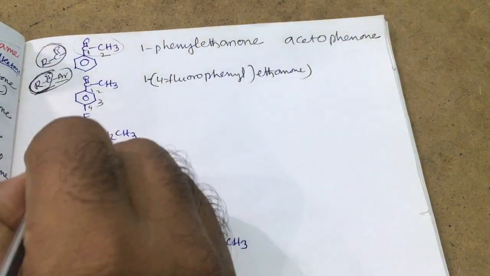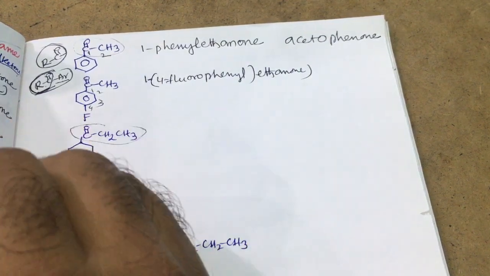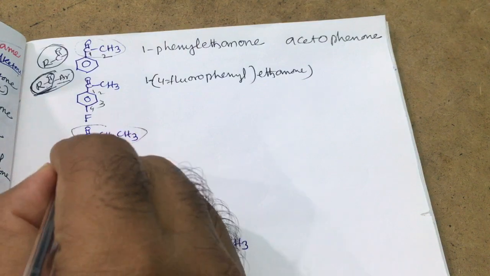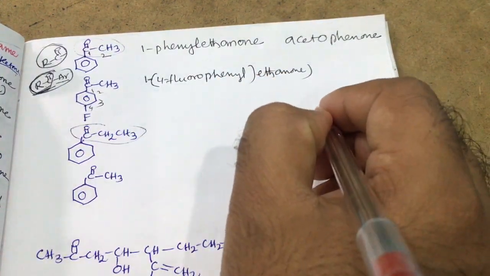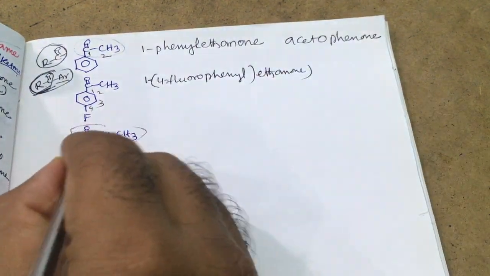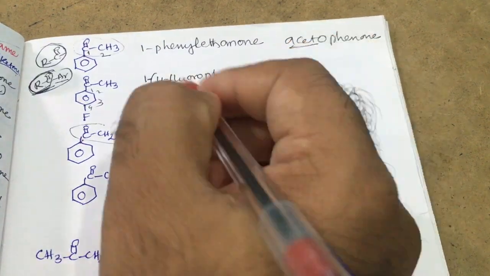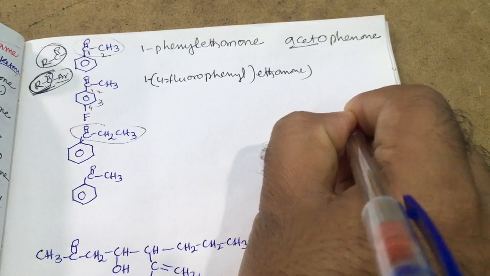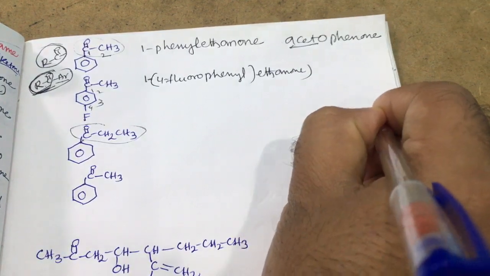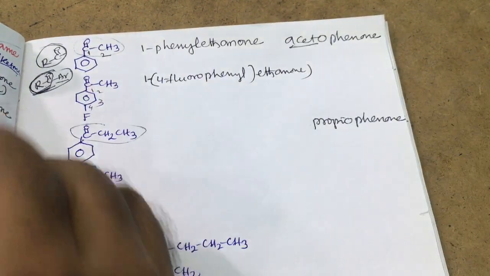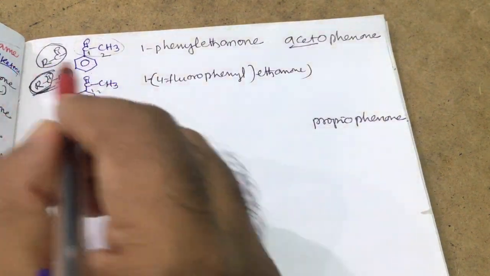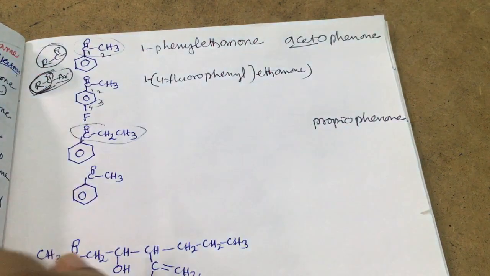Next, this is an acyl group. Which type of acyl group is this? 3 carbon. Common name I am writing first here: 2 carbon is aceto, like acetone type, and 3 carbon is propiophenone. When an acyl group is bonded to the benzene ring, first the prefix is the acyl, then phenone.